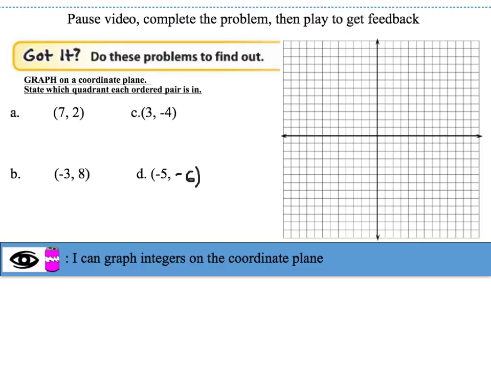So go ahead and pause the video, complete these got it problems, and then play it back for some feedback. Now that you had some time to work on these problems, let's go ahead and look at the answers for letters A, B, C, and D.